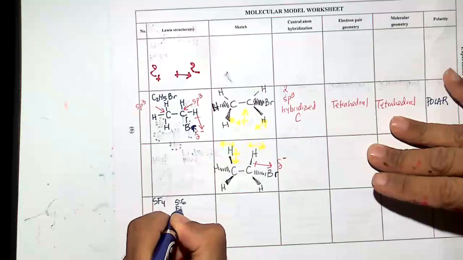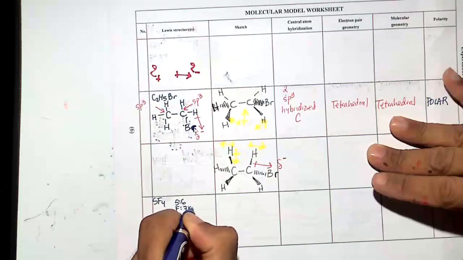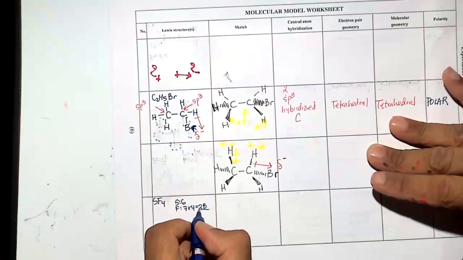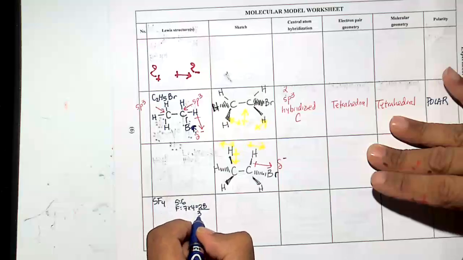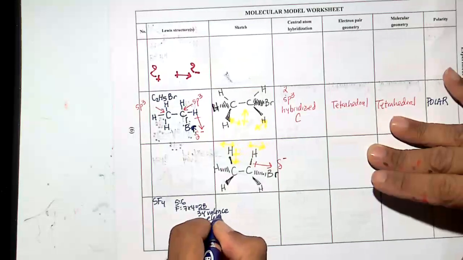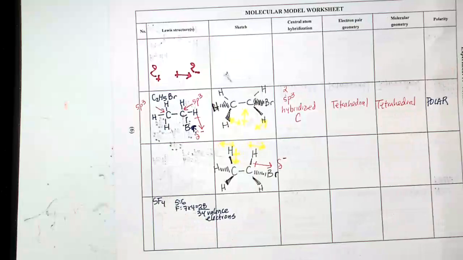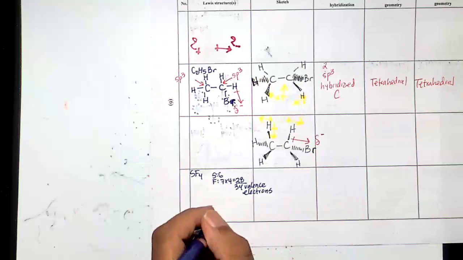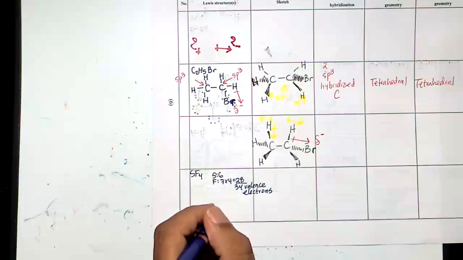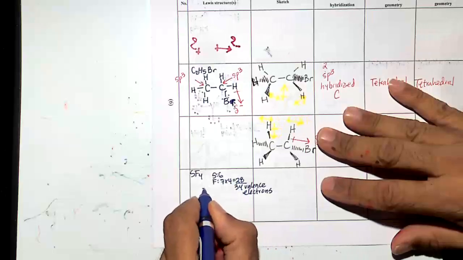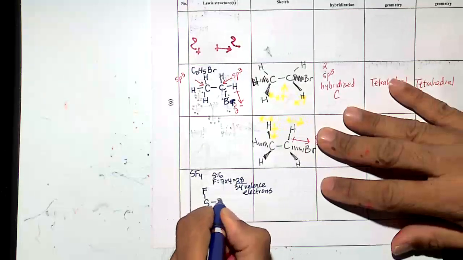Okay, what is sulfur happy at? 6. What's fluorine happy at? 7. So 6 plus 28. Okay, we need to get 32 valence electrons around SF4. So what's our central atom going to be? Sulfur, and then we'll have 4 fluorines.